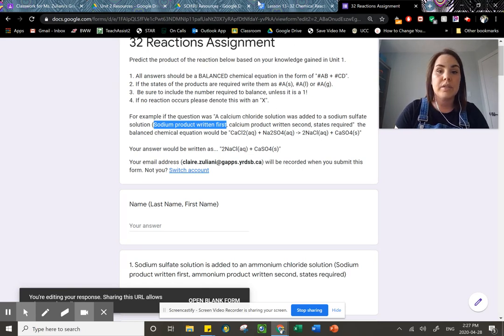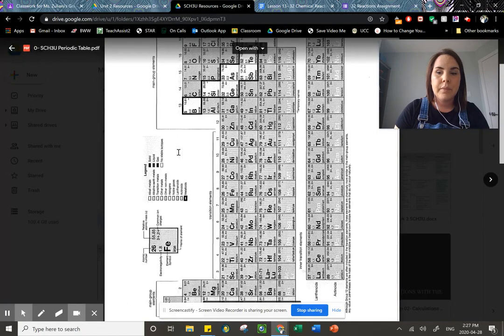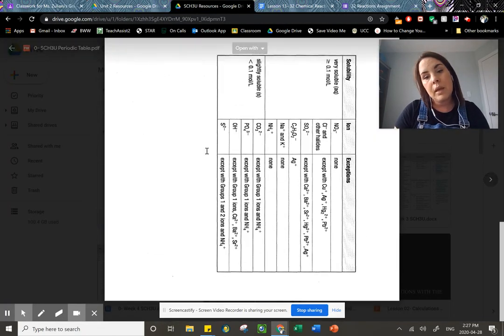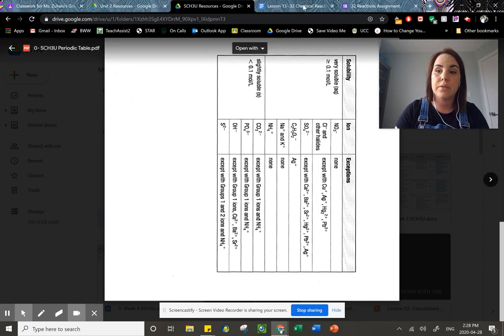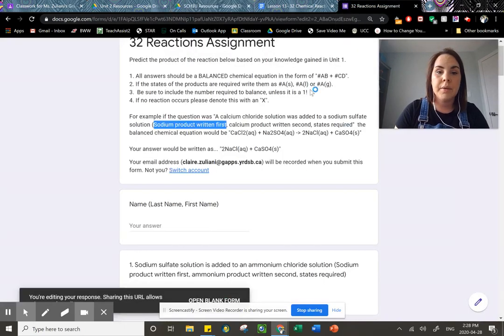If I look up my solubility, chlorine is a halogen, so I'm going to look down at my halides. They are all very soluble with these exceptions. Sodium is not one of the exceptions. So it's going to be aqueous.